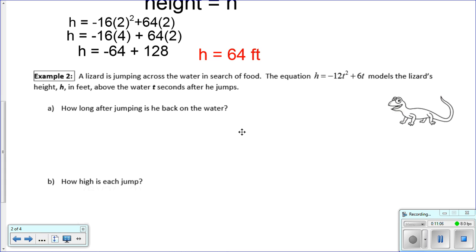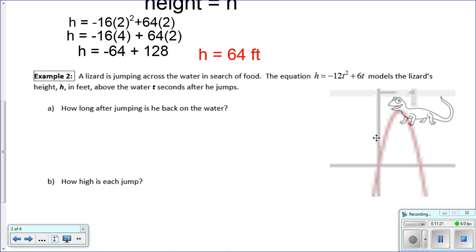A lizard is jumping across the water in search for food. The equation h equals negative 12t squared plus 6t models the lizard's height, h in feet, above the water, t seconds after he jumps. So we're doing seconds and heights. Here's the lizard. Here's actually the model for it. So here's where he's starting. This is at 0 time. He's going to start at the ground, and he's going to jump up. Over time, he's going to come back down, and that's where he's going to hit again. So how long after jumping is he back on the water?